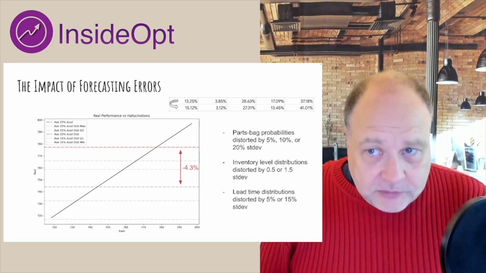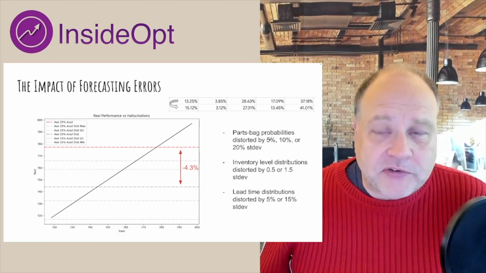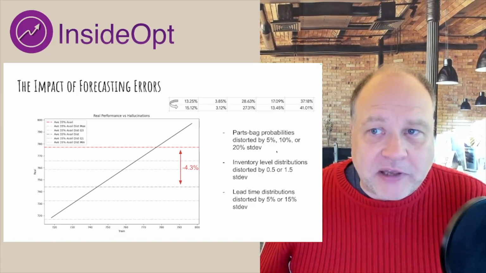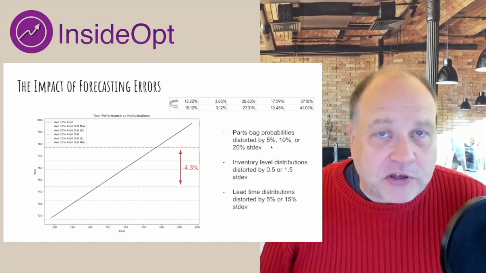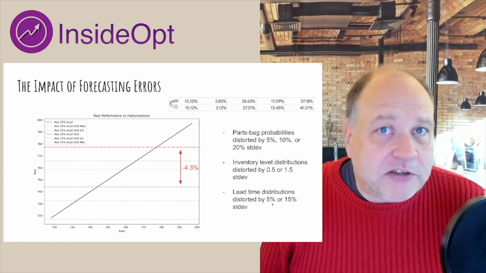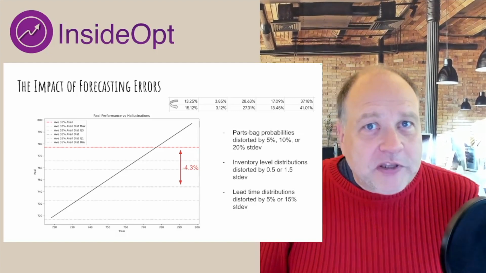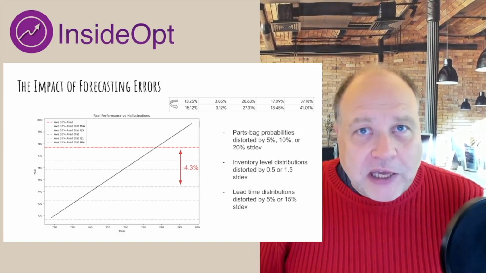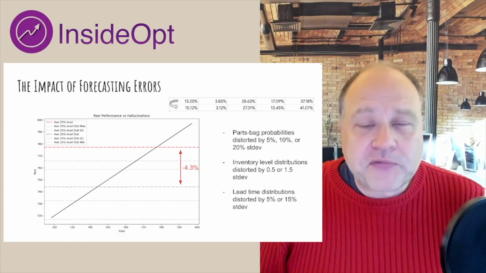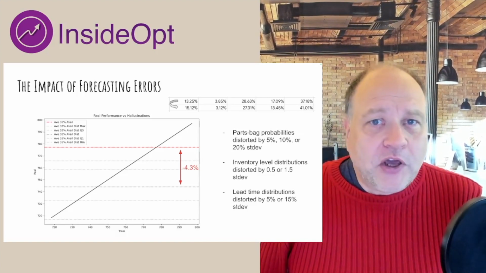Now, if we do this, we have 12 different cases here, right? So we have 3 options on how we alter the true parts probabilities by throwing 5%, 10%, or 20% noise on this. And then 2 options for inventory and lead time each, giving us 12 different experiments that we can run. Now, for each of those 12, we can do the tuned external parameter optimization and tune the level of stockout probability that we want in order to get a good result with respect to what our business is after.